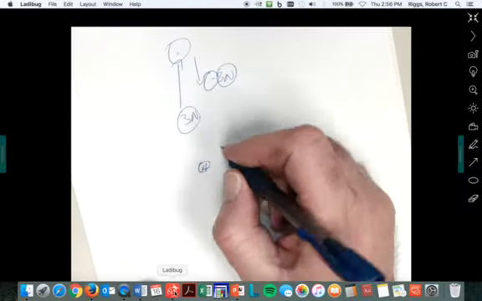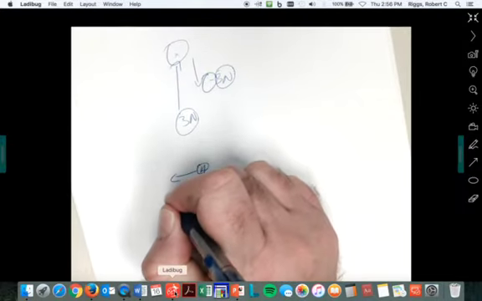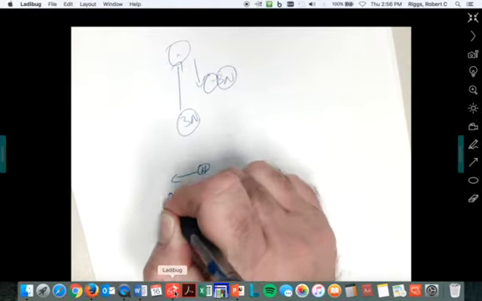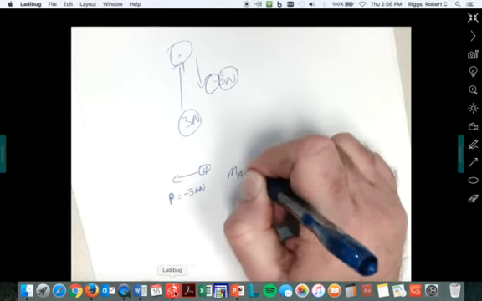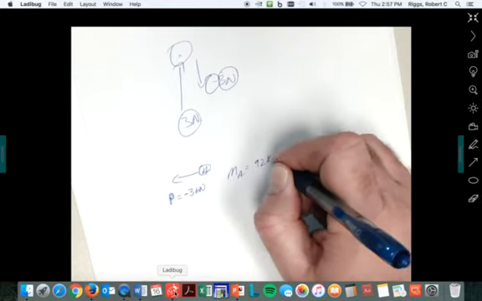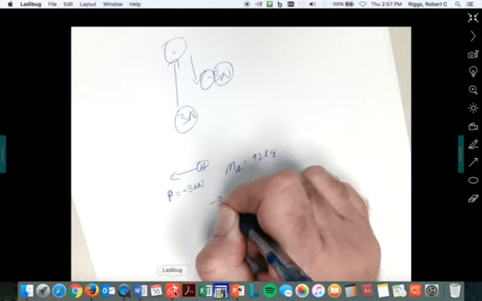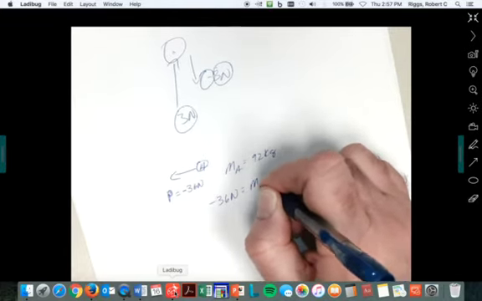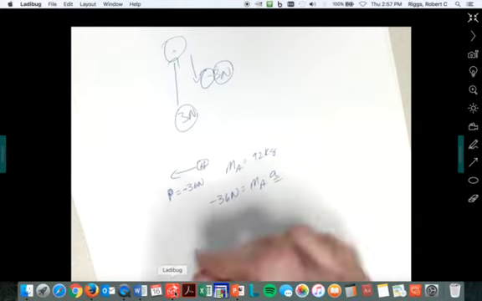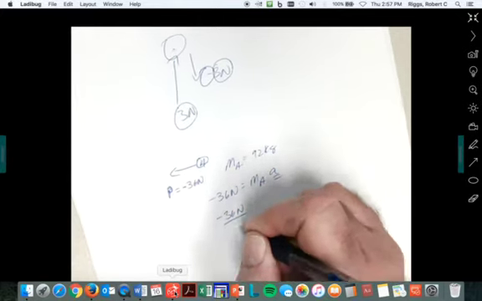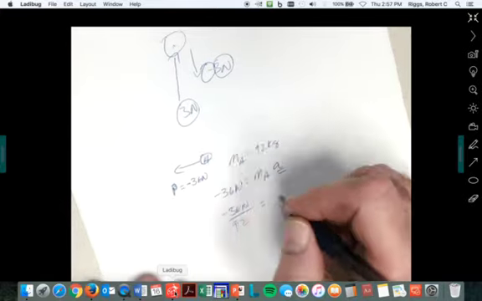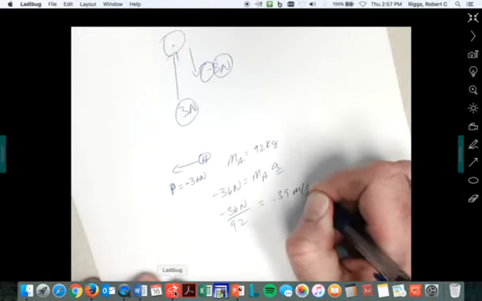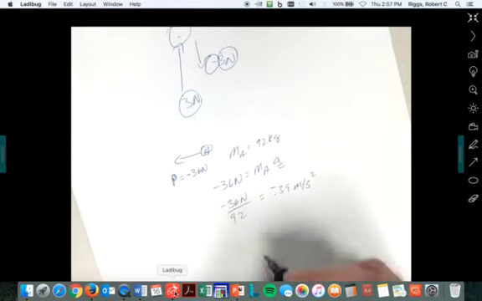P, in this case, equals negative 36 newtons. The mass of the astronaut is 92 kilograms. So negative 36 newtons equals the mass of the astronaut times the acceleration, which is what I'm after. If I take negative 36 newtons divided by 92, I get negative 0.39 meters per second squared. That's his acceleration. That makes sense, he's going this way.